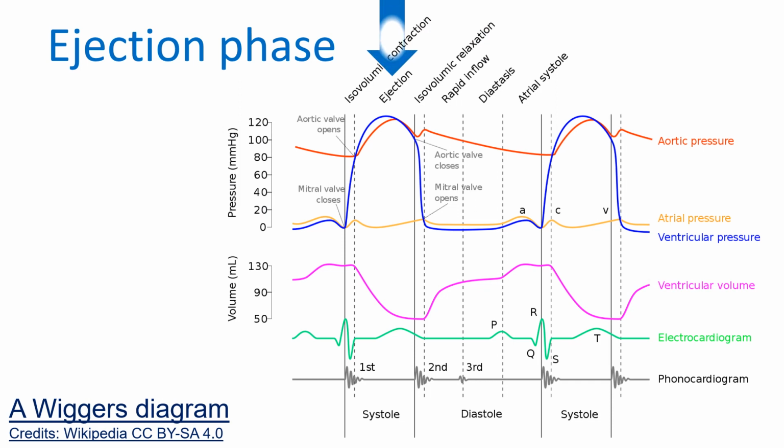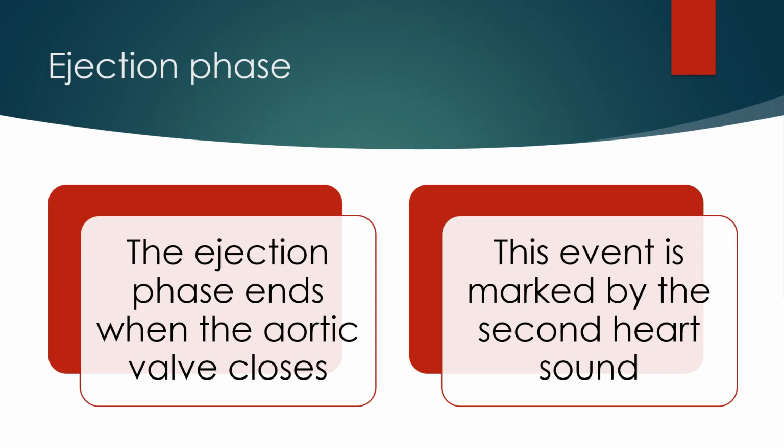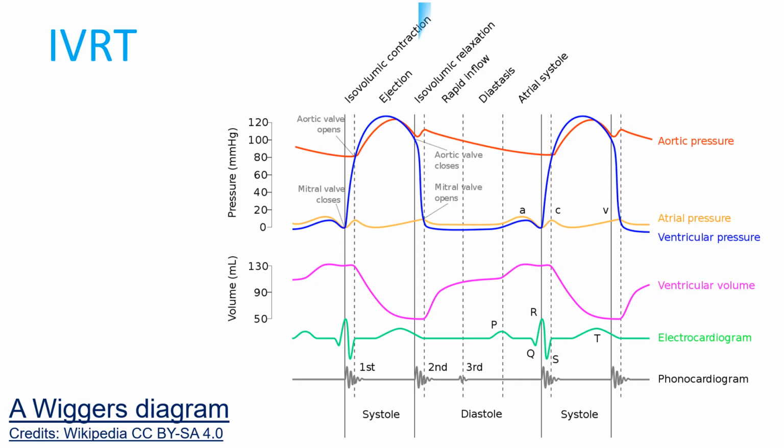In the ejection phase, the blood is ejected into the aorta once the aortic valve opens. After an initial period of rapid ejection, while the ventricle continues to contract, there is a period of reduced ejection when the ventricle starts relaxing. The ejection phase ends when the aortic valve closes. This event is marked by the second heart sound.